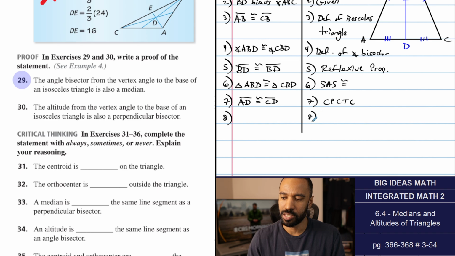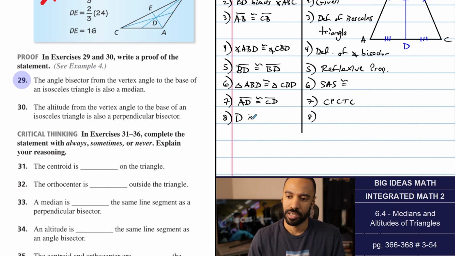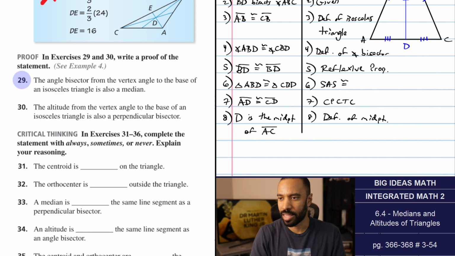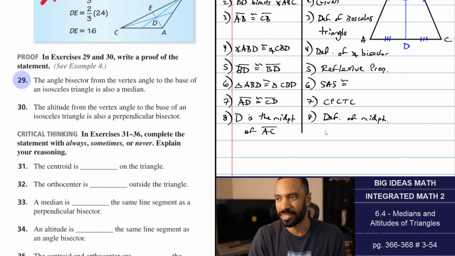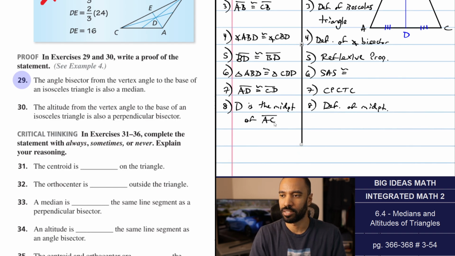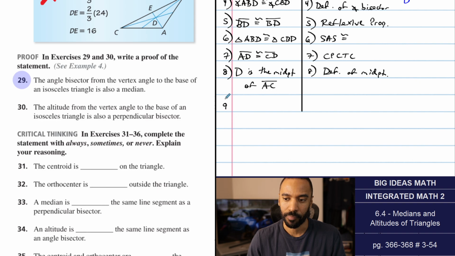So let's say that D is the midpoint of segment AC by definition of midpoint. And then therefore BD is the median. I don't know if that's a required statement. I'm going to say definition of median after that, because that's what it is. BD is the median.